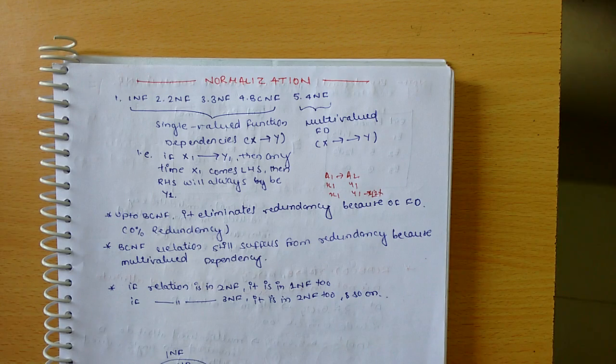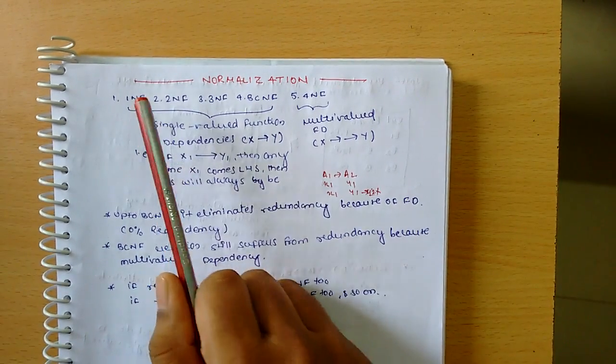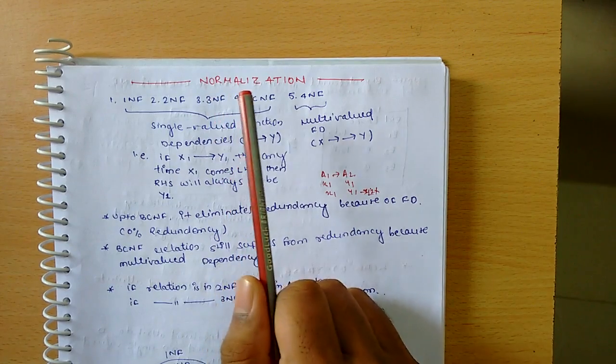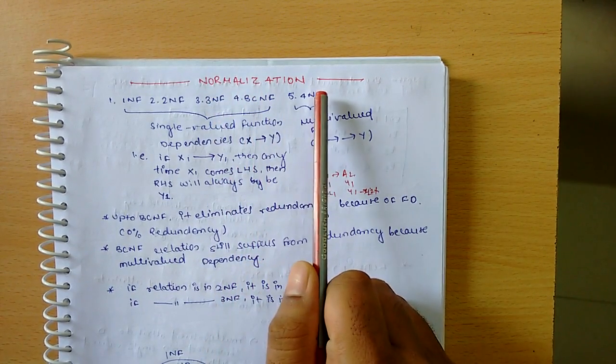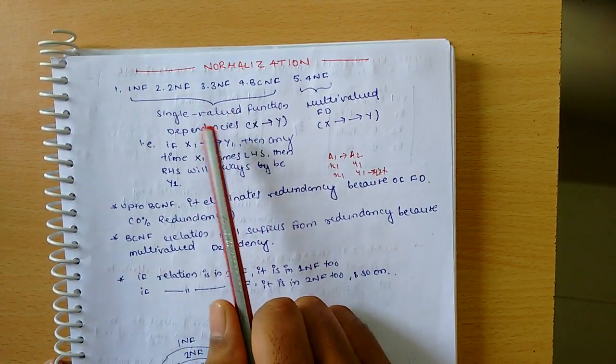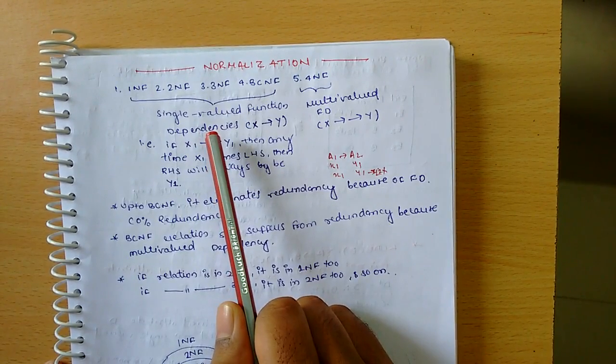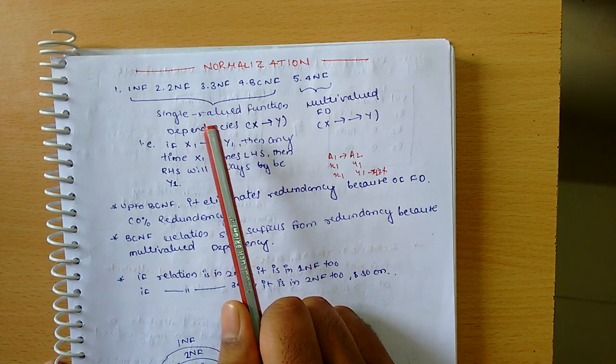Hello friends, today we will learn about normalization. So we have various normal forms: first normal form, second normal form, third normal form, BCNF, and fourth NF. We will decompose the table into various normal forms.